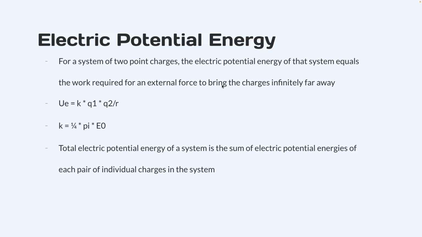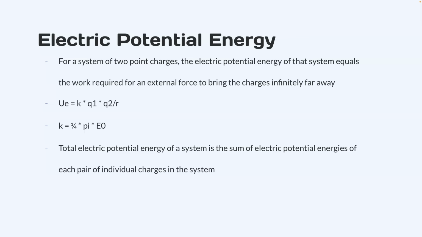Electric potential energy. For a system of 2 point charges, the electric potential energy of that system just equals the work required for an external force to bring the charges infinitely far away. So UE, electric potential energy, is equal to K times Q1 times Q2 over R. And again, K is equal to 1 over 4 pi times E0. These equations will be on the equation sheet in the exam.